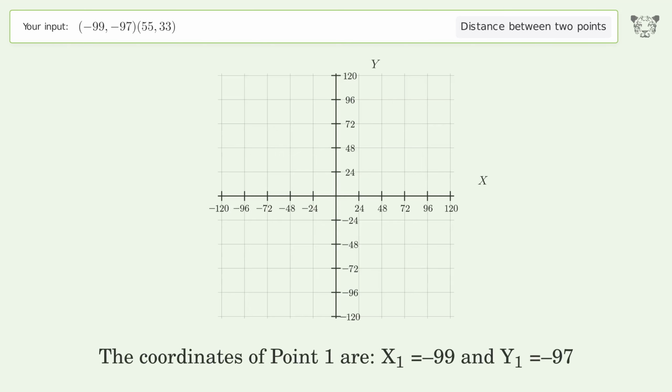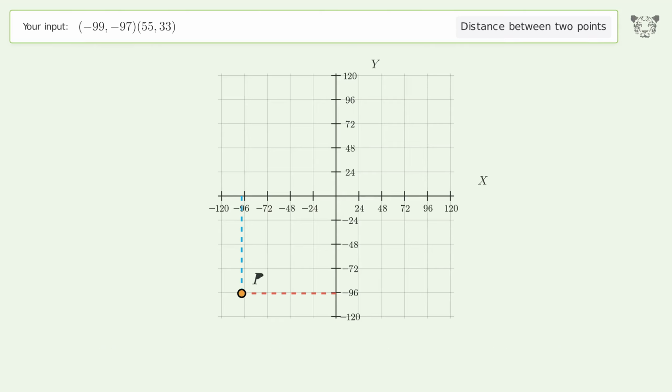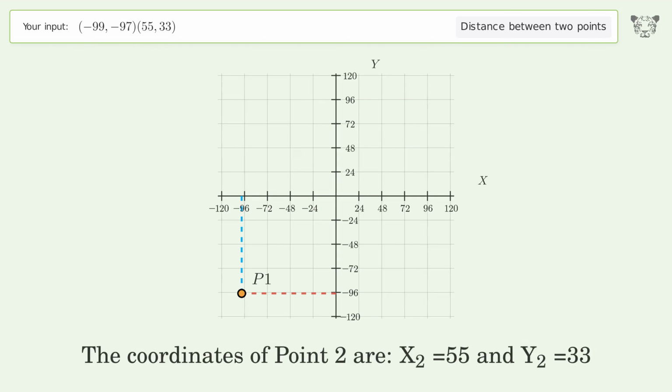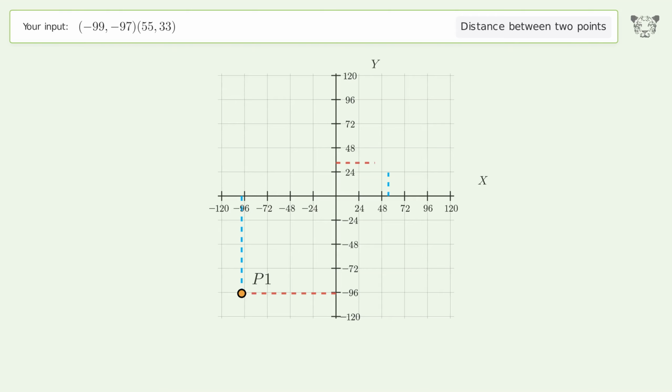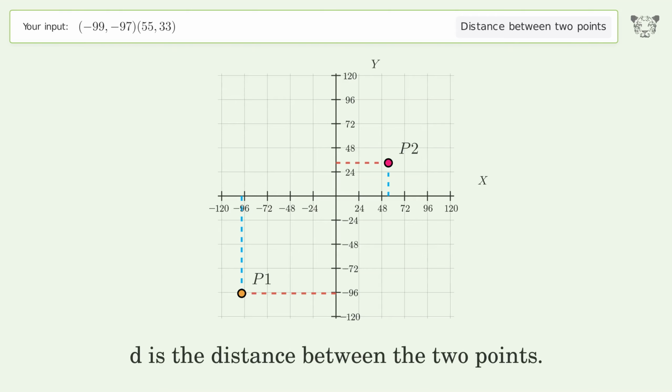The coordinates of point 1 are x1 equals -99 and y1 equals -97. The coordinates of point 2 are x2 equals 55 and y2 equals 33. D is the distance between the 2 points.